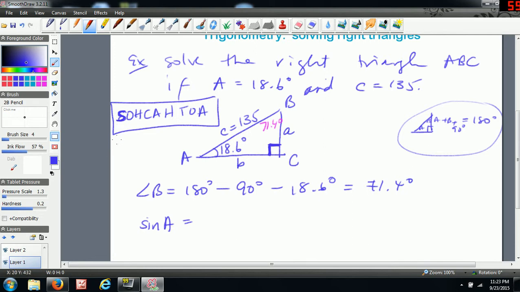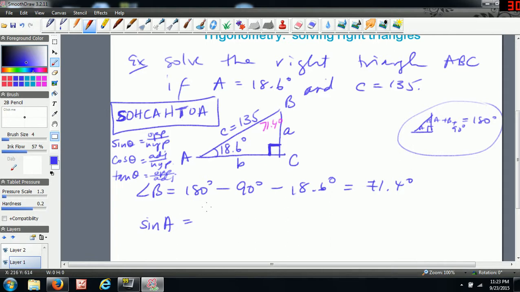SOHCAHTOA. The sine of an angle is equal to the opposite over the hypotenuse. The cos of an angle, theta, is equal to the adjacent side over the hypotenuse. And the tan of an angle, theta, is equal to the opposite side over the adjacent side. So you have to know SOHCAHTOA. You want to memorize it, and when you do, you can remember these easily.